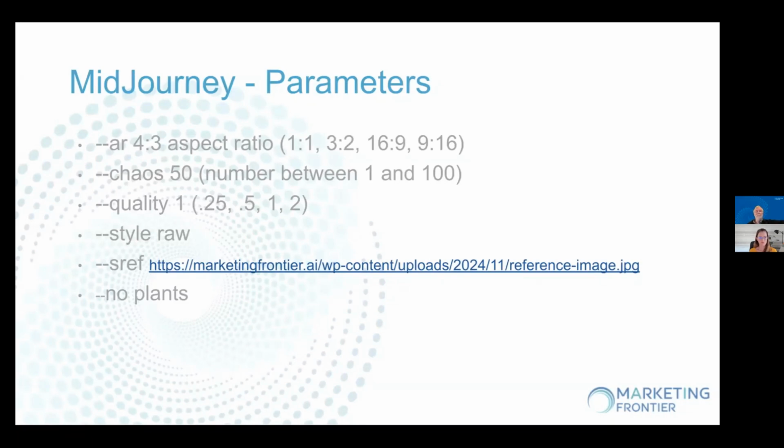Quality is another one where it can range from 0.25 to 1. An important one to use, I think, all the time is the style, which is raw. I always use raw because it allows me to make more changes to the generated image, particularly if you want to use something to modify the result that you get from MidJourney.